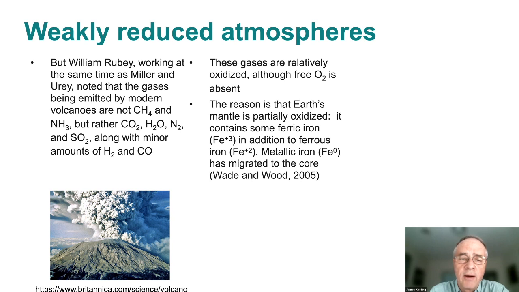The elemental iron sinks to form the core, and some of that ferric iron, oxidized iron, is left behind in the mantle. So we think now that the Earth's early mantle was also oxidized, maybe not quite as much as today because there are other processes that can oxidize it later, but we don't think that the Earth's mantle was ever outgassing highly reduced gases.